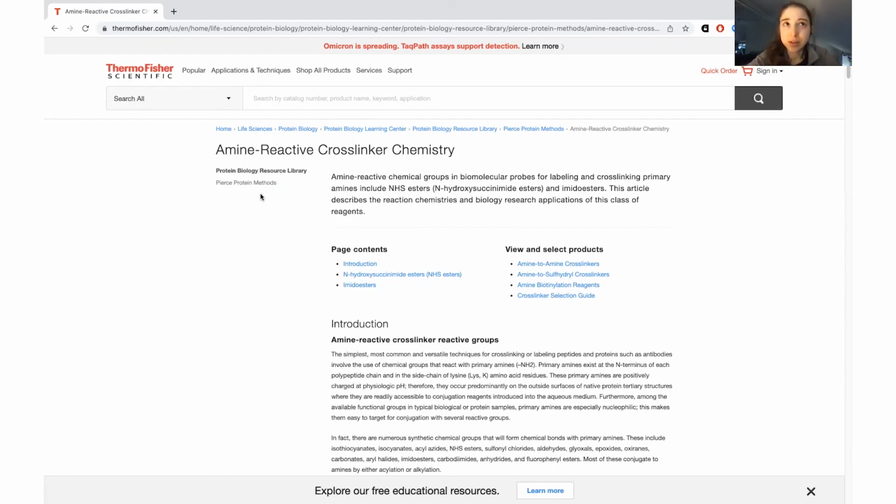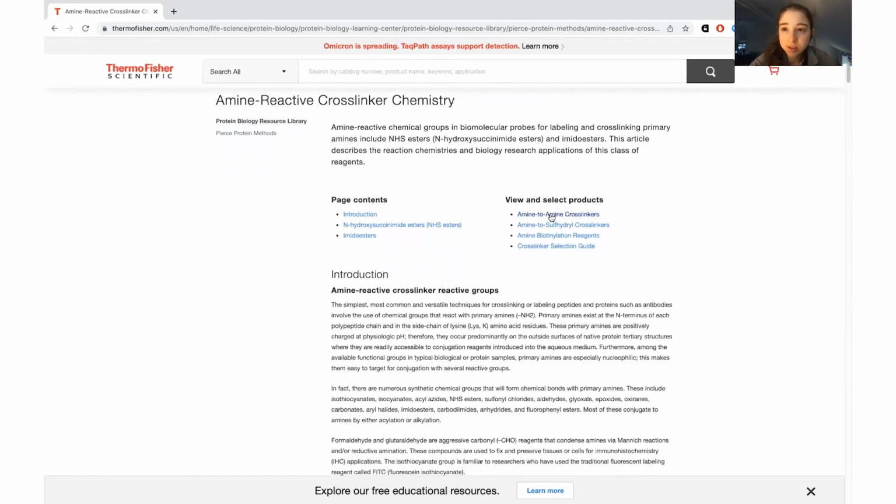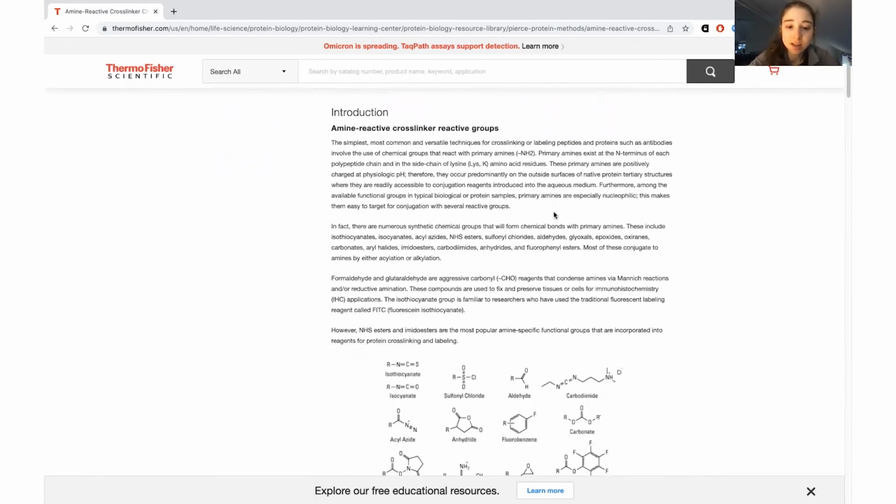Or I guess, it can be a bead for some sort of precipitation. Or you might want to stick it to a chip, various things that you can do. These rely on amine-reactive crosslinker chemistry, basically. A common type is NHS esters, or N-hydroxysuccinimide esters. I talked about these a little more when I was talking about crosslinking before.